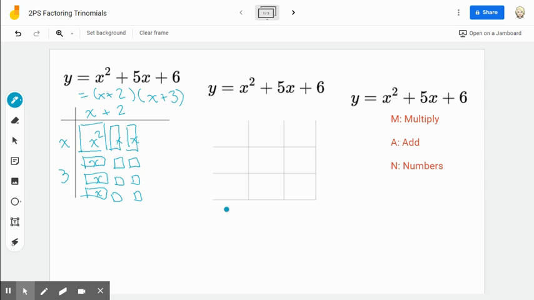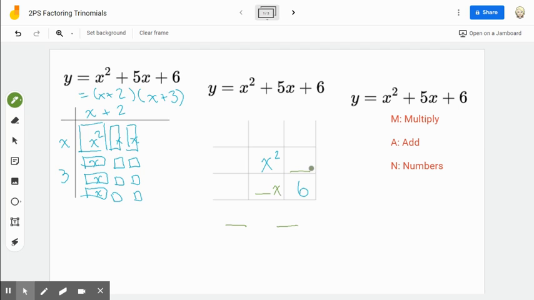The second way is using this method, or the area model. So we always start with taking the x squared term and putting it in this box. And we take the term with no x's and we put it in this box. And then what we need to do is find two numbers that are going to fill in these two boxes.